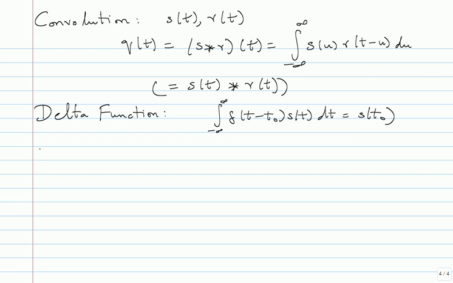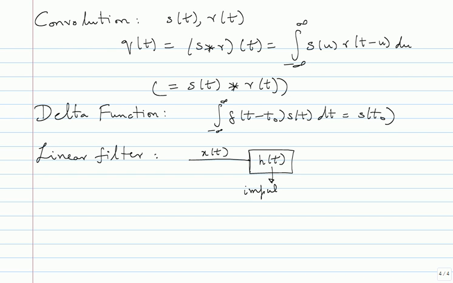The other thing I'll talk about often is the linear filter. We'll use these blocks quite often. A linear filter is nothing but an LTI system. An LTI system takes, say in this case, a continuous input x of t, and it's fully characterized by an impulse response. What does it produce at the other side? X of t convolved with h of t. That's what happens in a linear filter. We use this quite often.